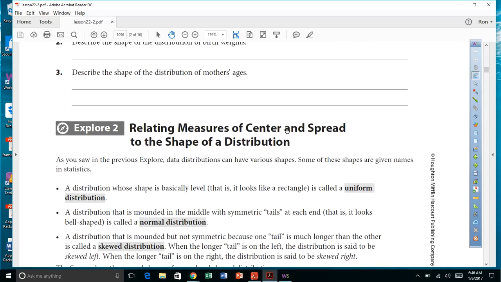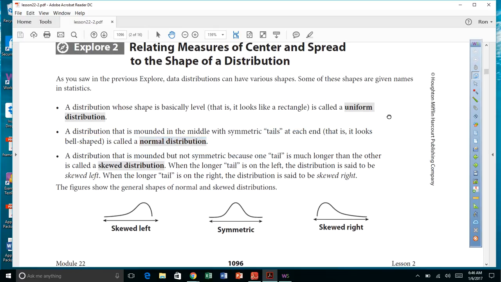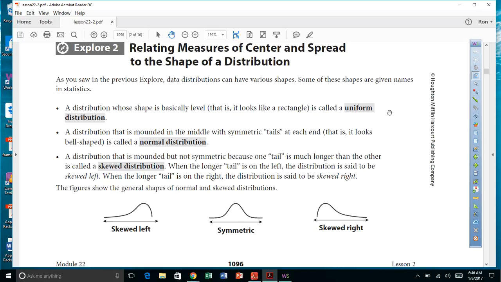Good. Relating measures of center and spread to the shape of a distribution. As you saw in the previous Explorer, data distributions can have various shapes. Some of these shapes are given names and statistics. A distribution whose shape is basically level, that is, it looks like a rectangle, is called a uniform distribution. A distribution that is mounded in the middle with symmetric tails at each end, that is, it looks like a bell shape, is called a normal distribution.